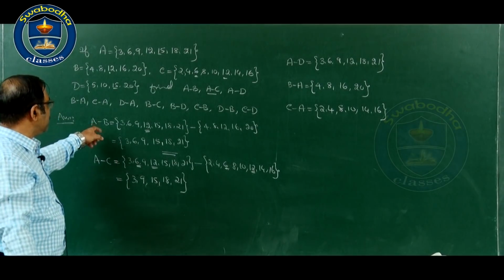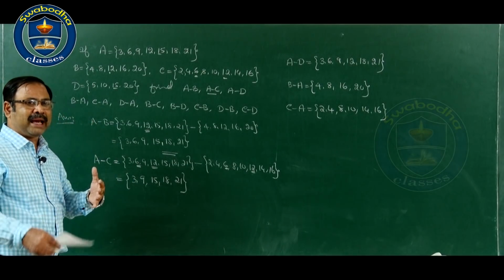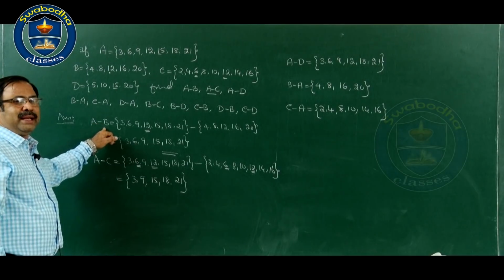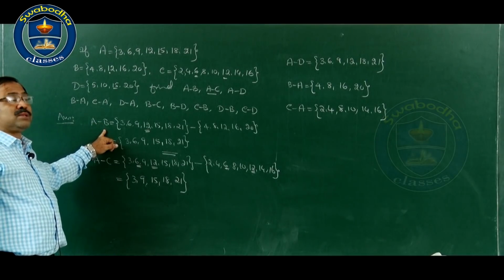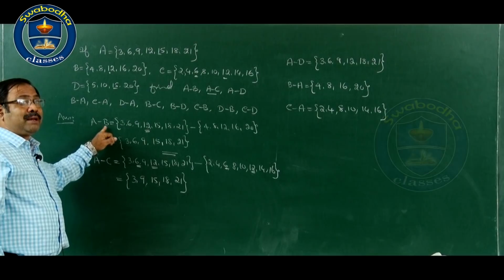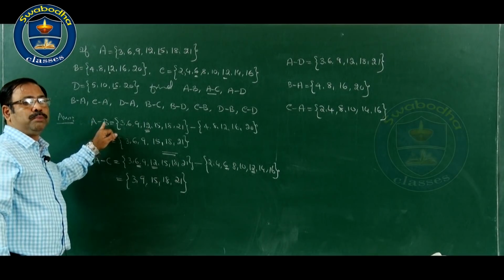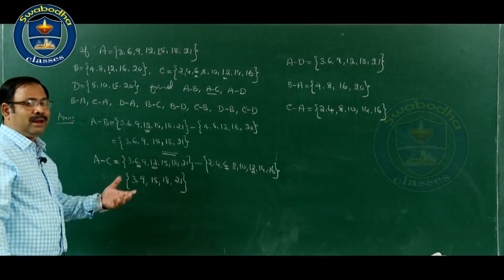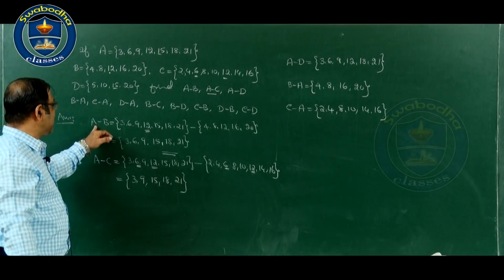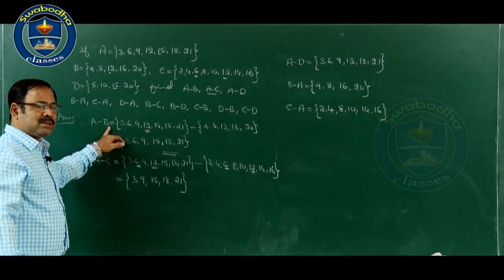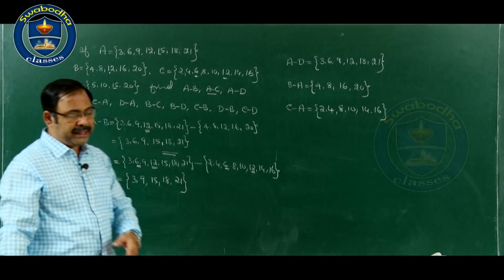So now, how do we understand A minus B simply? Actually A minus B means all those elements which belong to A but do not belong to B. Or the common elements present in A and B must be subtracted from A.